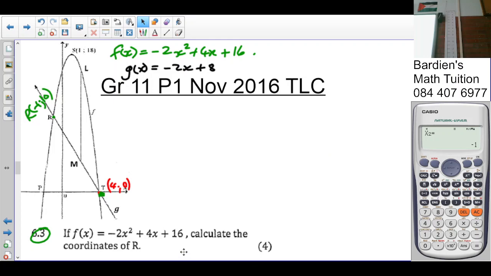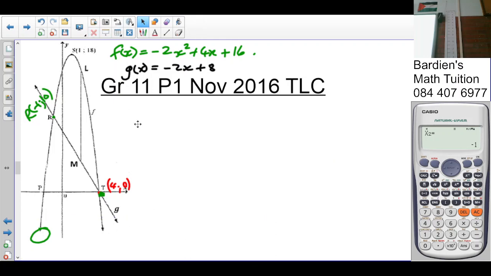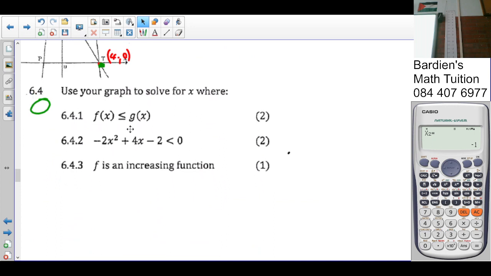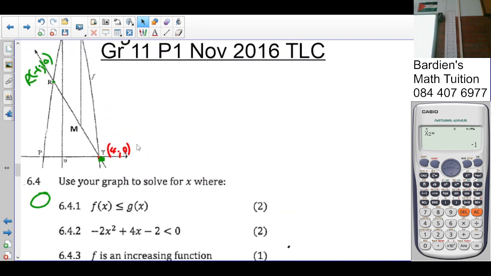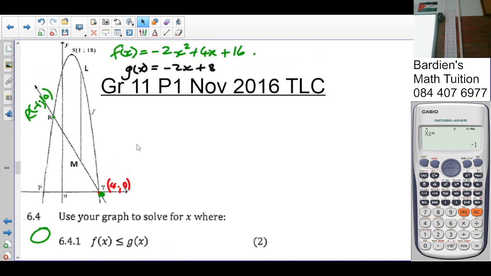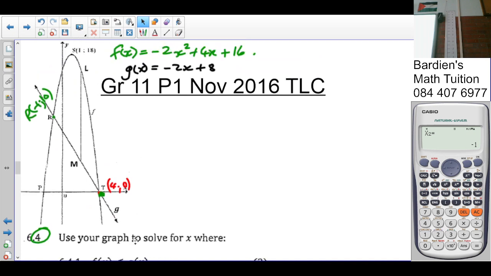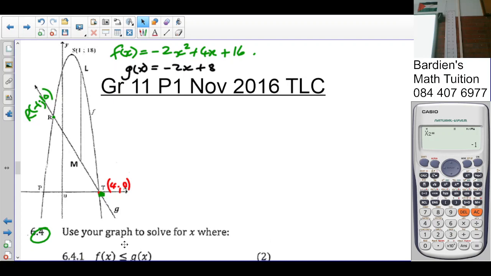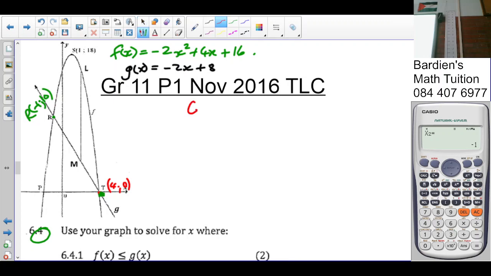Next question. It says now use your graph to solve for x where, in the first case, we just need to bring this up and down. The first case where f of x is less than or equal to g of x. 6.4. Where is f of x less than or equal to g?